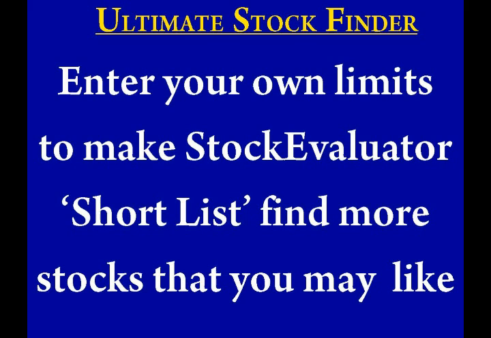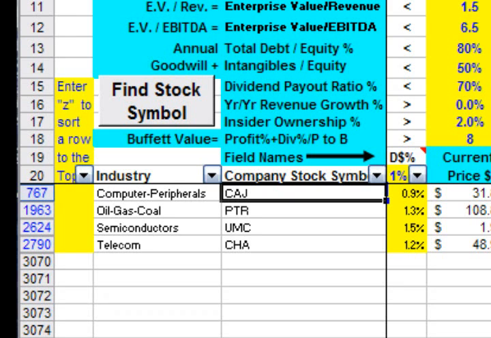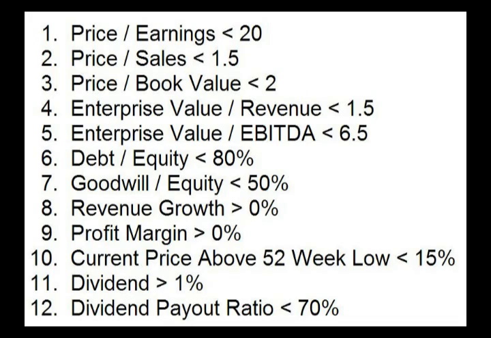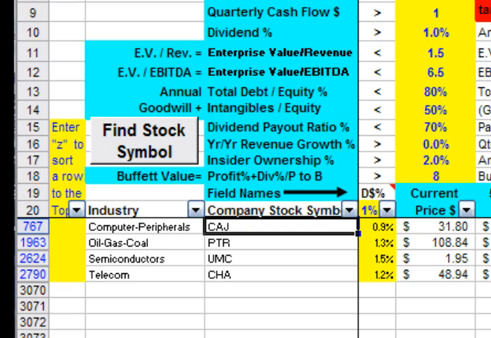stocks in the screener. For example, this week's short list returned only 4 companies that were screened to these preset limits for the 12 financial values. You can always view these 12 starting shortlist screen limit values at the ultimatestockfinder.com Stock Evaluator page. To return more than these 4 companies, you will need to open up some of the limits.